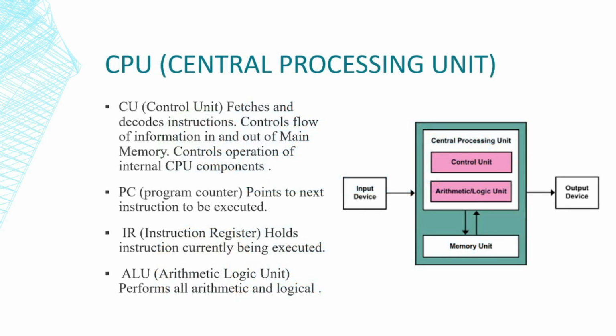Then we have CPU or central processing unit, which includes CU or control unit, which fetches and decodes instructions, controls flow of information in and out of main memory, or controls operations of internal CPU components. Then we have PC or program counter, which points to the next instruction to be executed. Instruction register, which holds the instructions currently being executed. ALU, arithmetic logic unit, which performs all the arithmetic and logical tasks.